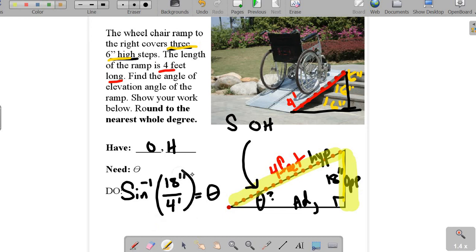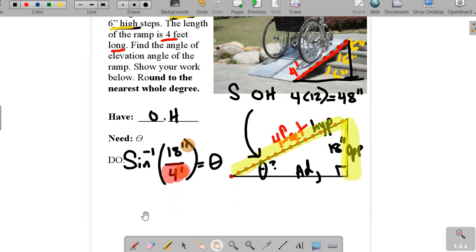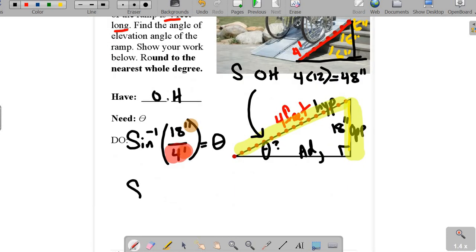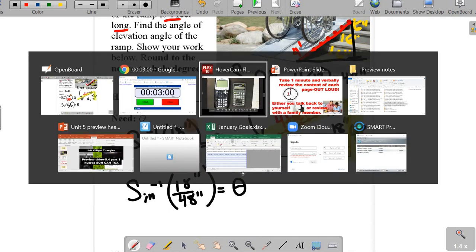But there's a problem. We have a discrepancy in units. So I'm going to take that 4 feet and translate it to inches, which is 4 times 12, or 48 inches. So inverse sine, 18 over 48. Now that's inches, that's inches. We no longer have a discrepancy in units.